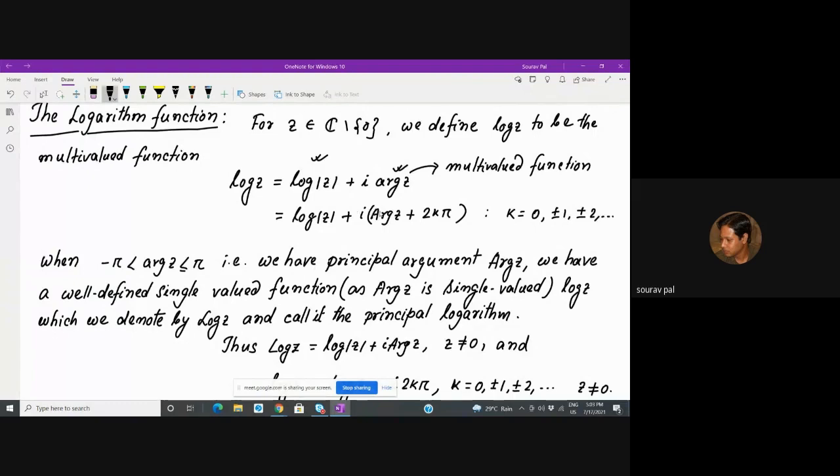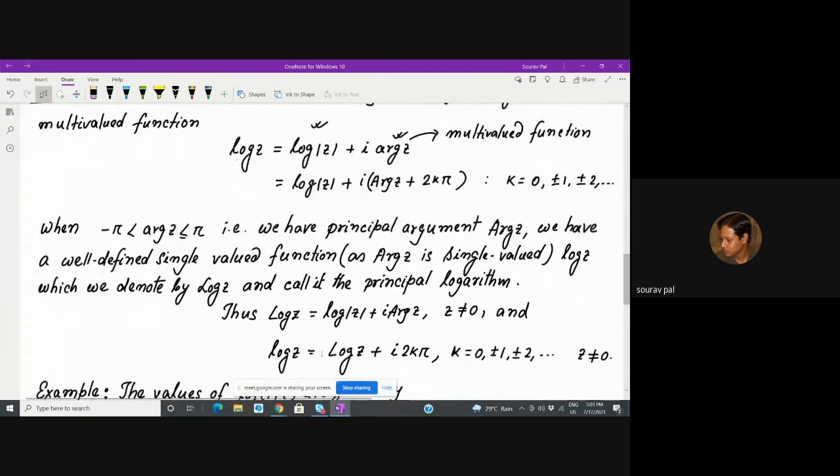So it has a particular name. When the argument of z lies between minus pi and pi in this way, then we have a single valued function log z, and we call it the principal logarithm. I told it yesterday. The principal logarithm is denoted with a capital L, and it is defined this way. So we have all the values of log z: if you look at this line and this line together, it is the principal logarithm plus i 2k pi, where k runs over all integers.